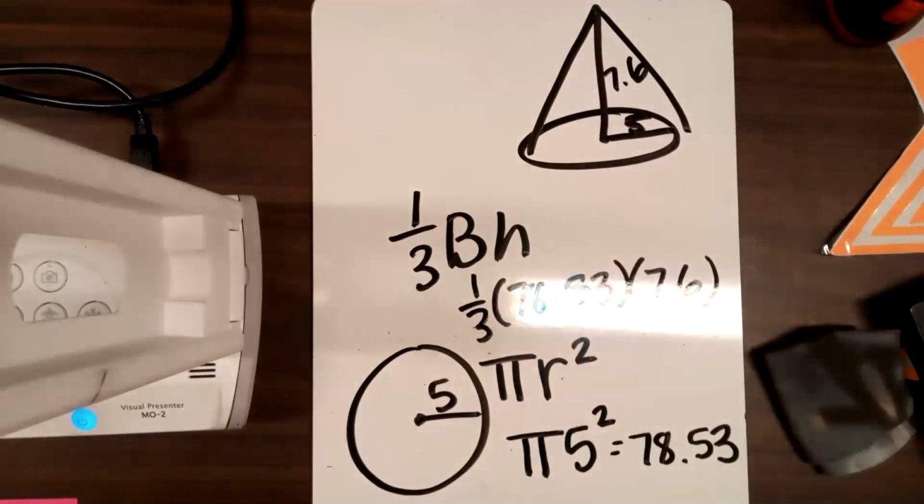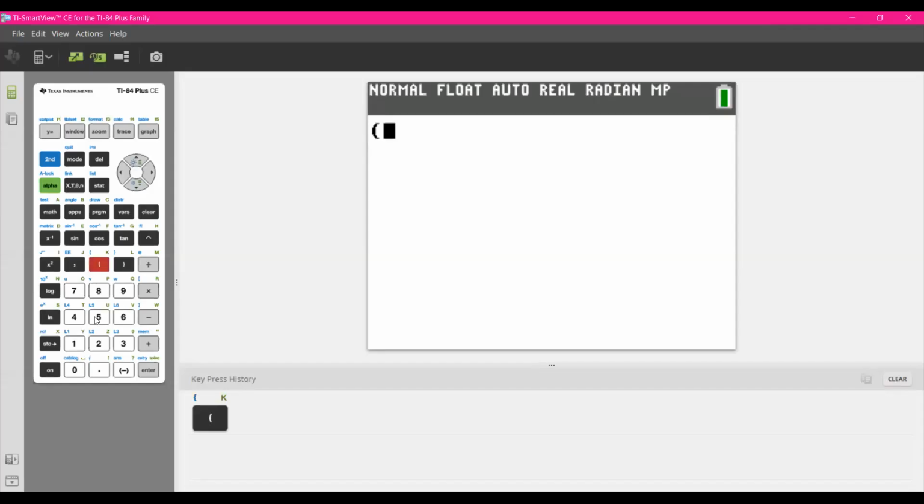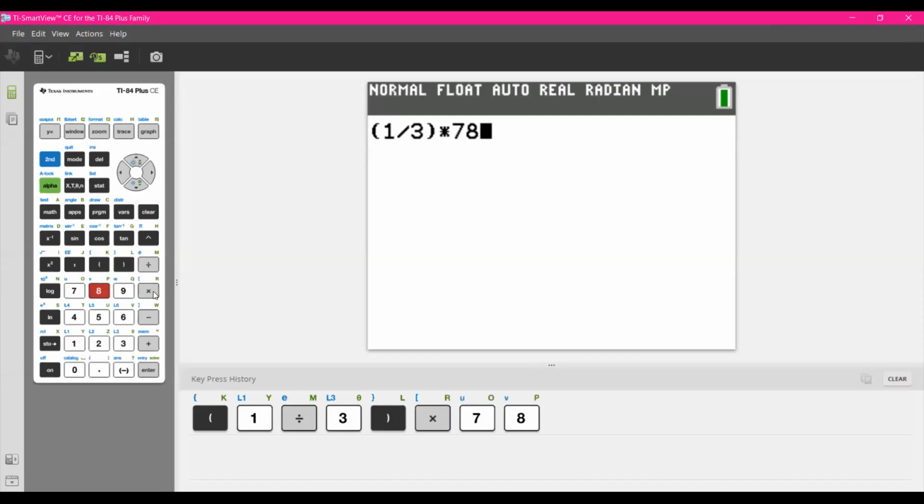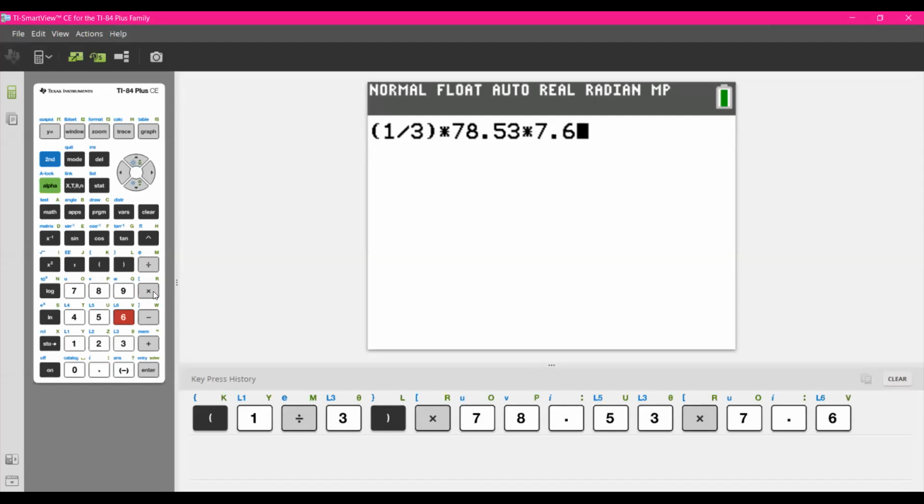Let me share my calculator screen with you so that way you can see how I type it in my calculator. Yes, Justice? I'm going to show you. So you're going to do 1 divided by 3, but put in parentheses. So you're going to do parentheses, 1 divided by 3, close parentheses, then times your 78.53 times your 7.6.